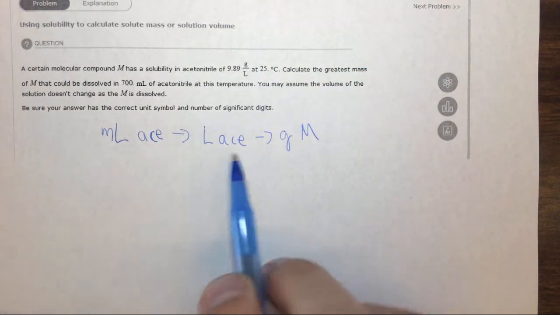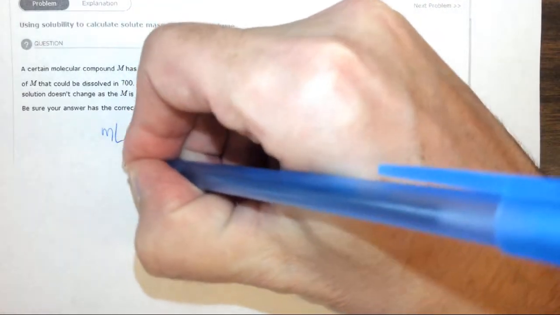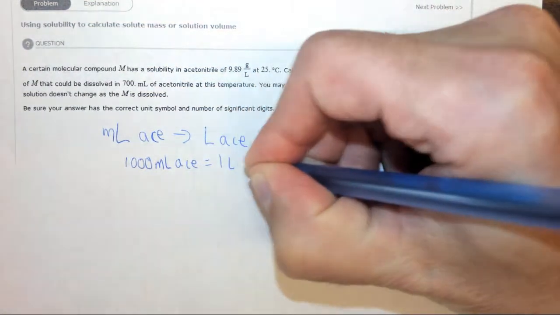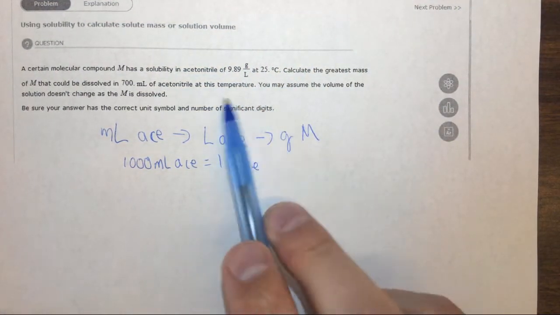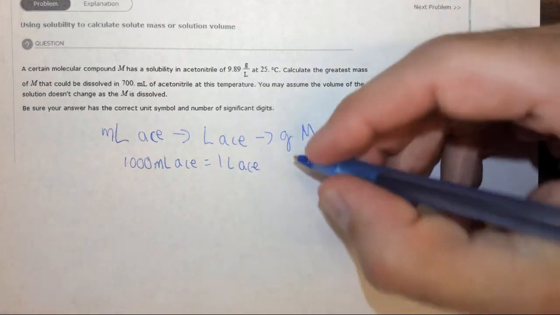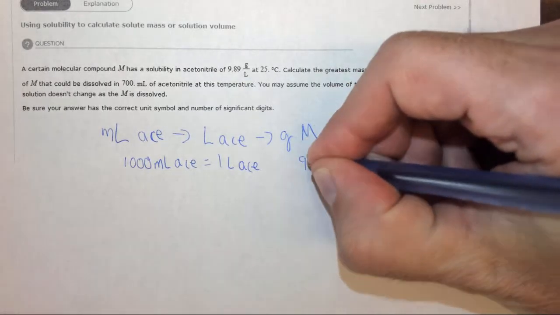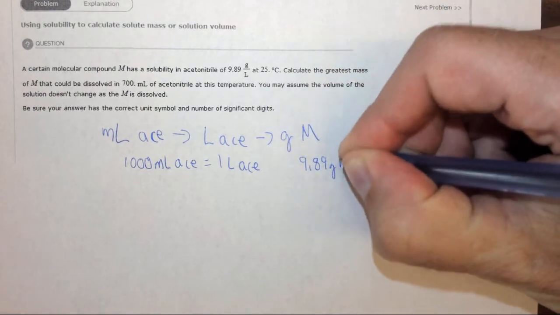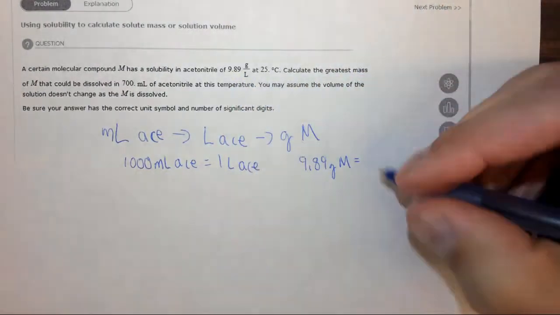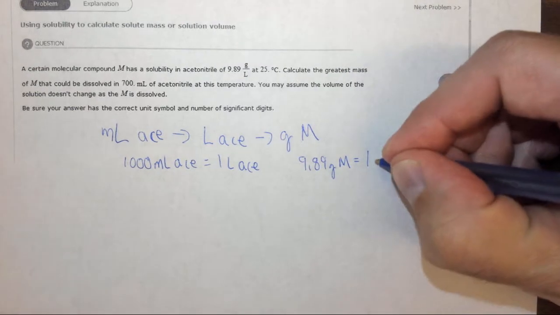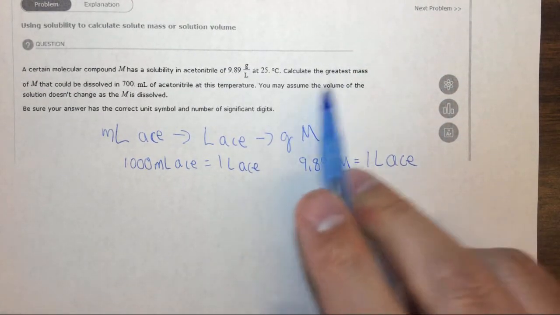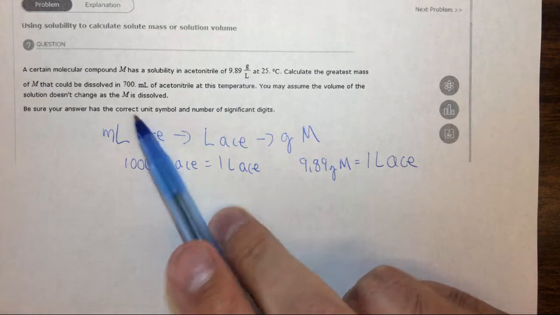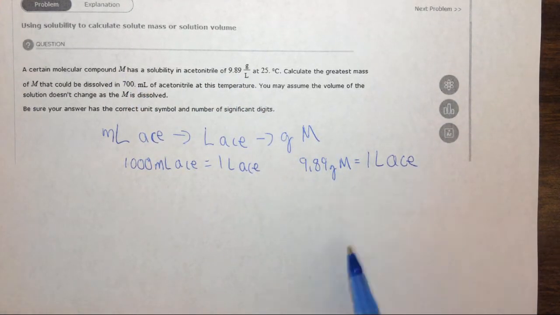So the relationship between milliliters and liters is 1,000 milliliters of acetonitrile, or anything else, equals 1 liter of that substance. The relationship between liters and grams is given by the solubility. What this means is there are 9.89 grams of M per 1 liter of acetonitrile. So for every 1 liter of acetonitrile, it contains 9.89 grams of this compound M. So we have this equality.